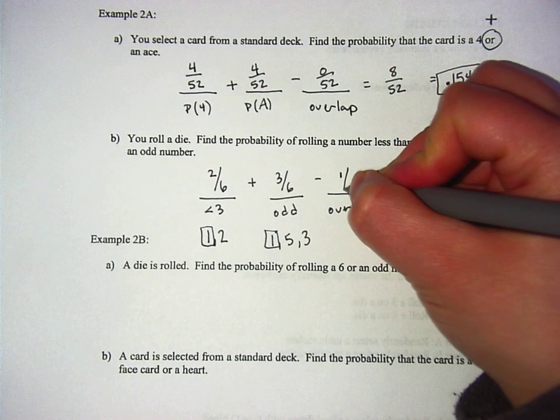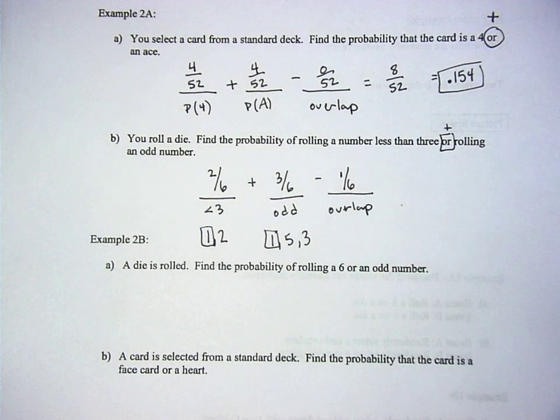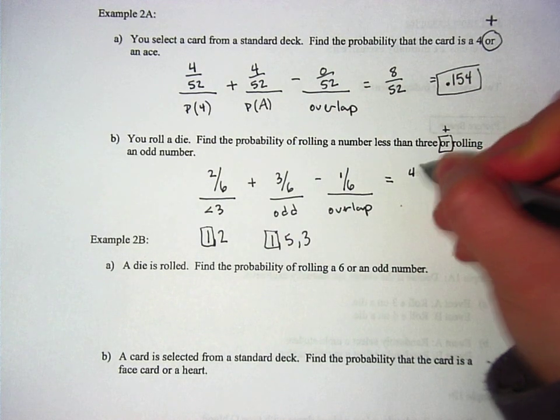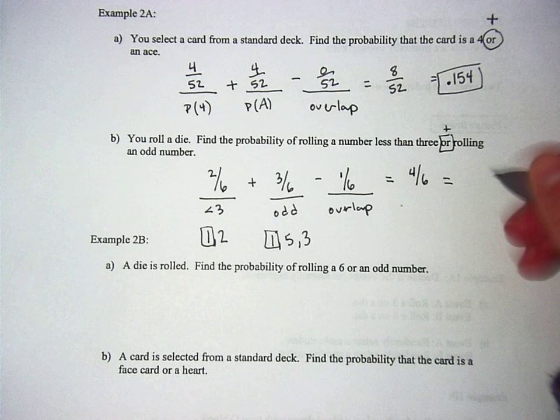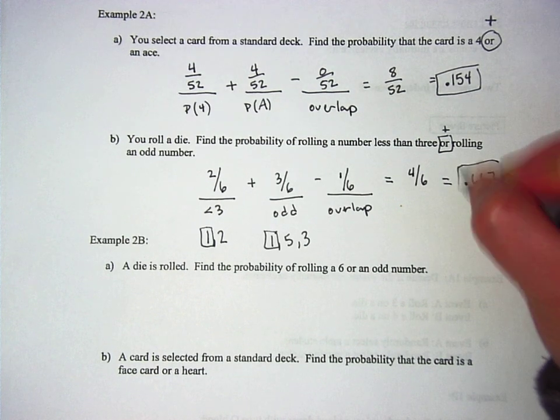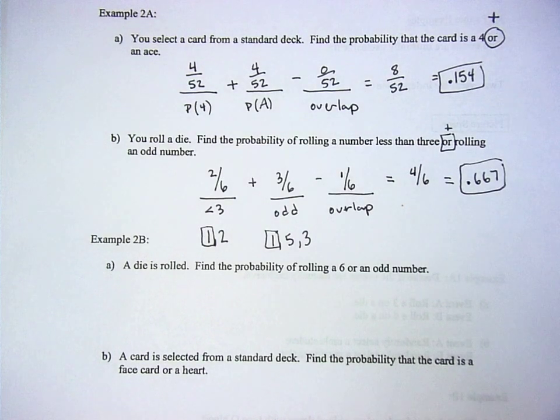So we're subtracting that overlap. We're subtracting the numbers that were less than 3 and at the same time odd, which makes 5 out of 6 minus 1 out of 6 is 4 out of 6, or 2/3, which is what, 0.667? All right, you try A and B with your partner.